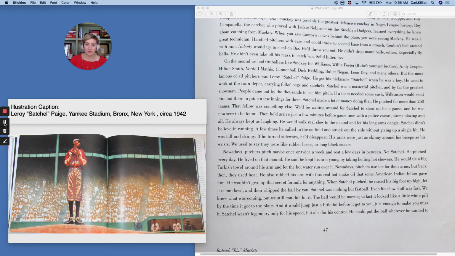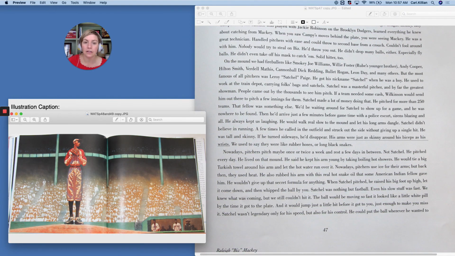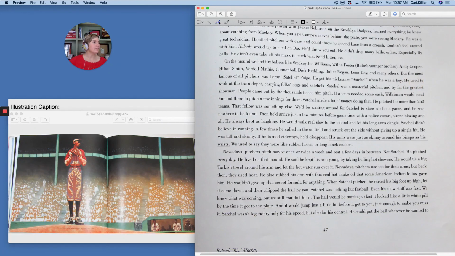So, what did you choose? I noticed that this illustration is supported with the text. In this paragraph, talking about Satchel, it says, his arms were just as skinny around his biceps as his wrist. You can see Satchel, tall and skinny, in that illustration. I also noticed that in the illustration, there are lots of people in the stadiums watching him. In the text, it discusses how Satchel would draw large crowds.